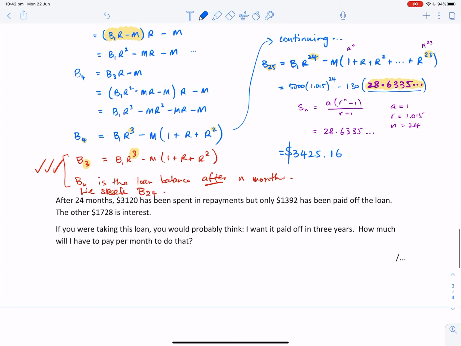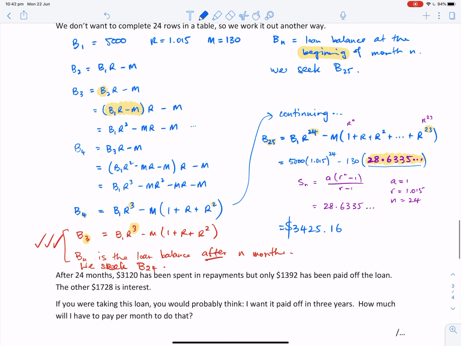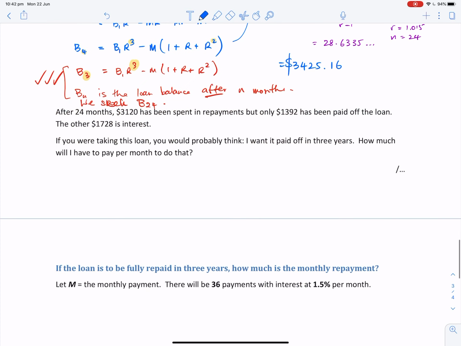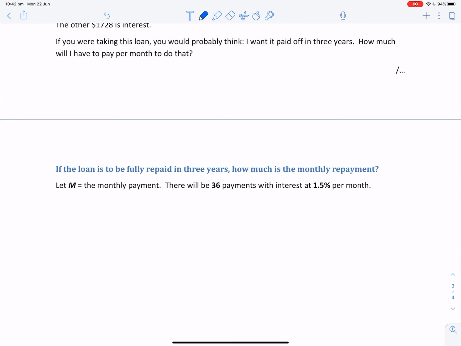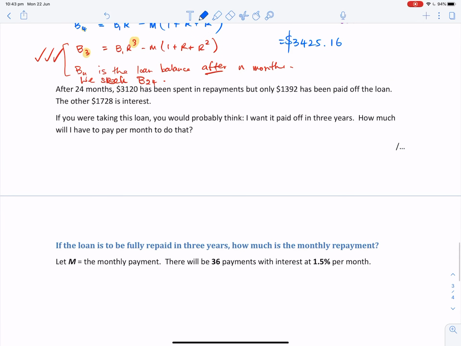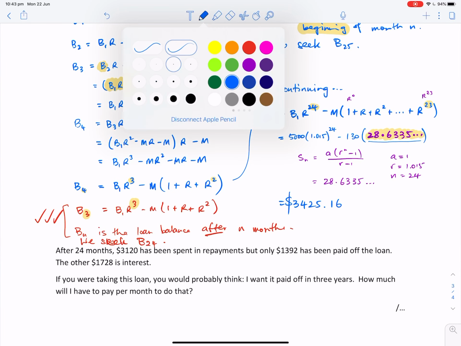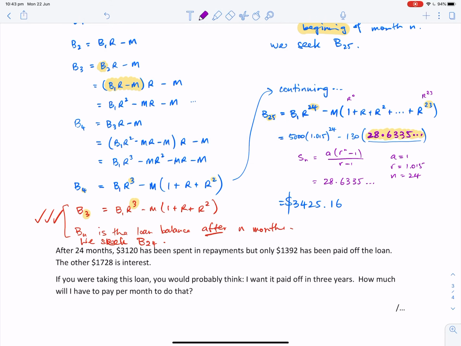Right, so then the next question is how long will it take to pay off the loan? Well, let's just do it. Sorry, it's a different question. It's how much will the monthly repayment be if we're going to do 36 payments? So let me answer this question here. Different colour. Clear some room.